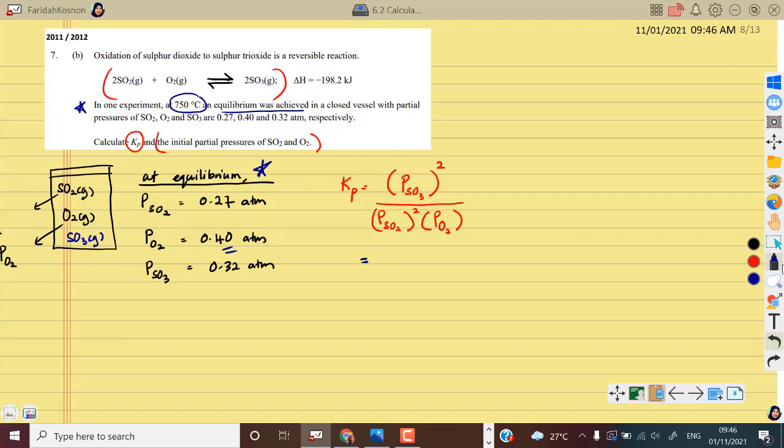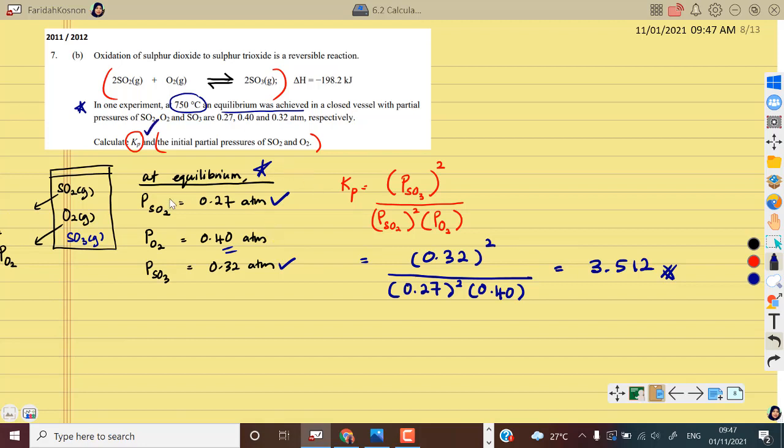Okay, so now let's substitute all the values. The partial pressure of sulfur trioxide yang ini, so we have 0.32 power of 2, divide by the partial pressure of sulfur dioxide, ini sulfur dioxide, 0.27 power of 2, times 0.40. Jadi tekan kalkulator, you akan dapat lebih kurang 3.5512. Dan Kp, it is unitless. Tak ada unit lah. Baik. Itu untuk Kp. Jadi yang ini dah settle.